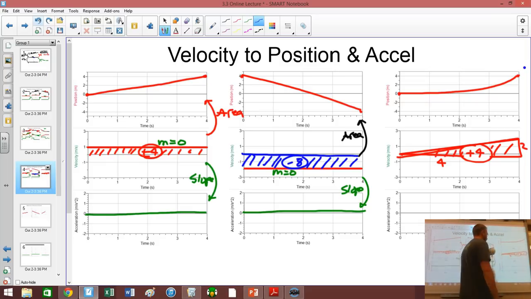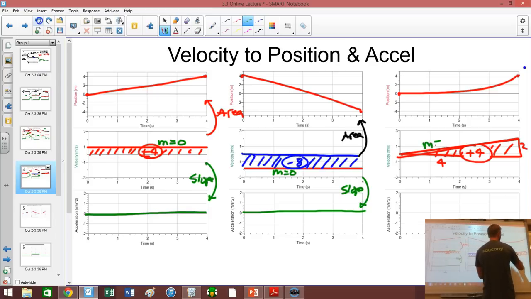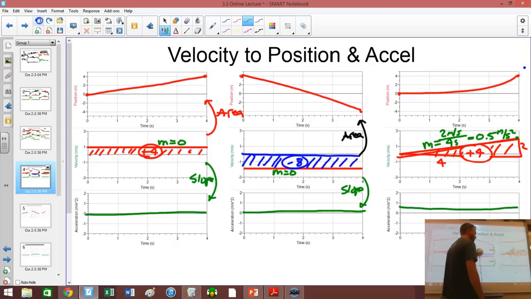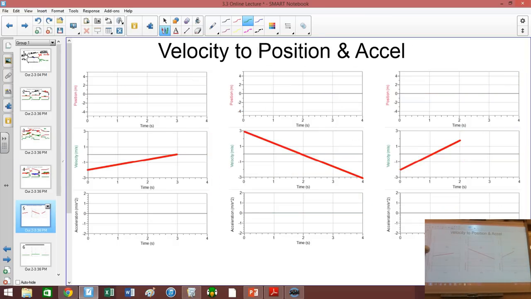It's curving up. And then my acceleration. Here I do have a slope. It looks like I'm going up 2 over 4. So 2 meters per second in 4 seconds is 0.5 meters per second squared. So I'm up here at 1/2. Like that. Let's do another couple.